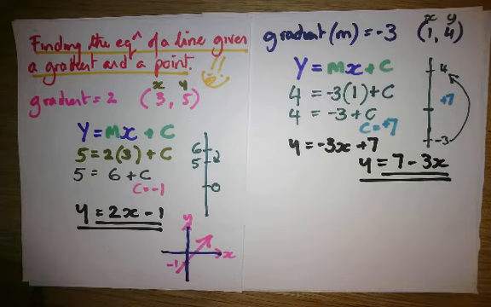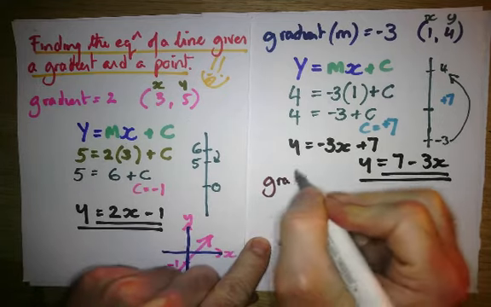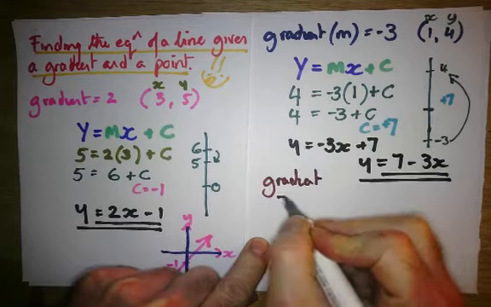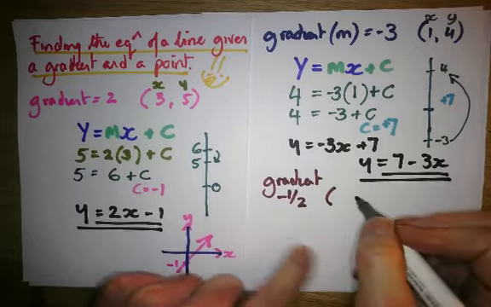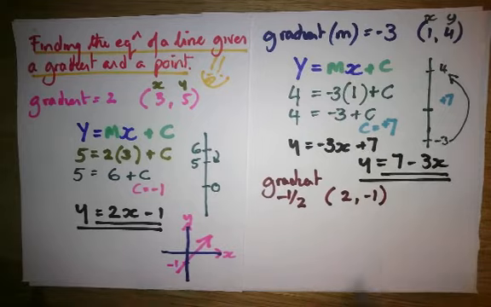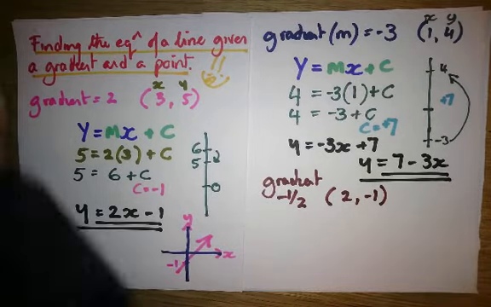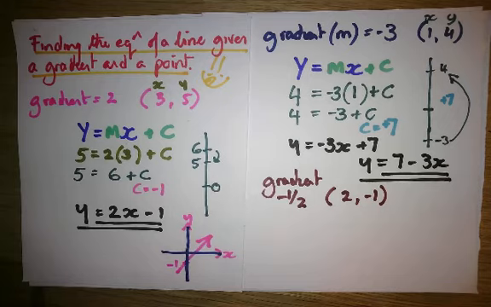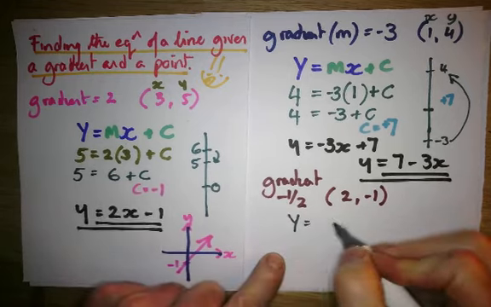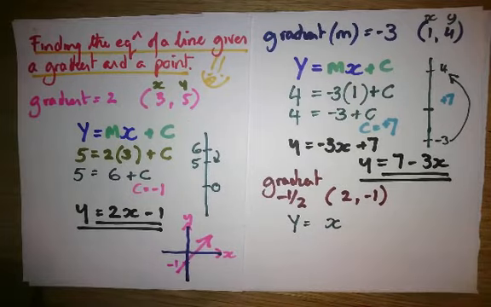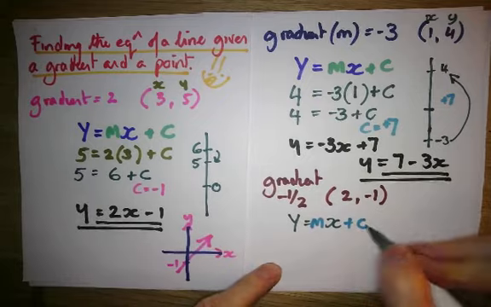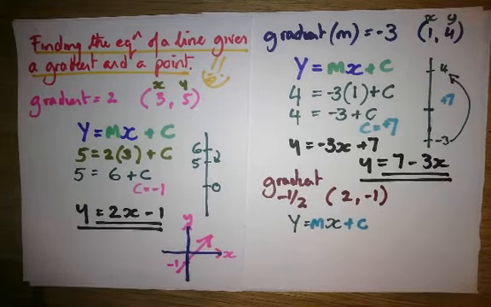And then let's finally go for one with a fraction in it, because that can be quite challenging. So here we have the gradient, this time of negative a half, and it goes through the point (2, negative 1). So let's look at what happens here. Again, y equals mx plus c. So y equals something x plus c. And I just put them in different colours. I like colours. I think it really helps my memory.